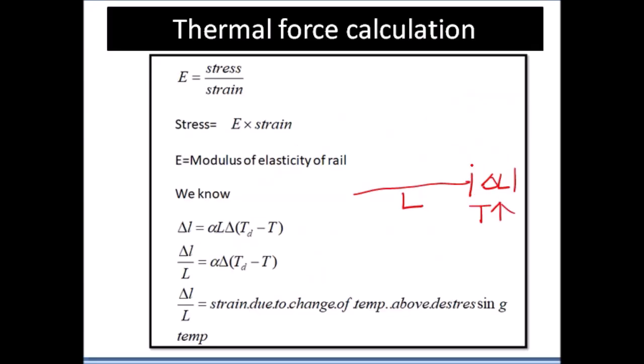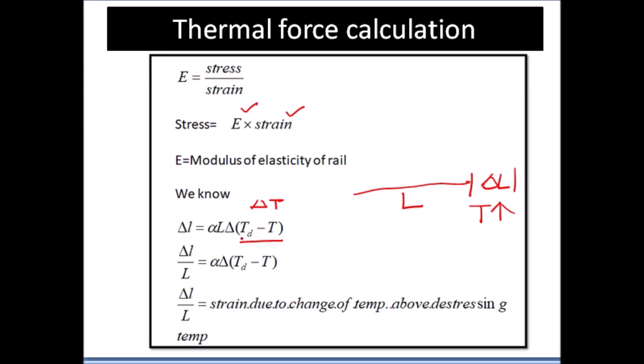To start with, we know that E is equal to stress by strain. So stress is equal to modulus of elasticity E into strain. Once you know E and strain, you can calculate the thermal stress developed in the rail, and once you know stress, you can calculate thermal force. To calculate strain, we know that delta L is equal to alpha L delta T. Here Td minus T I am taking presently as delta T. So delta L is equal to alpha L delta T.